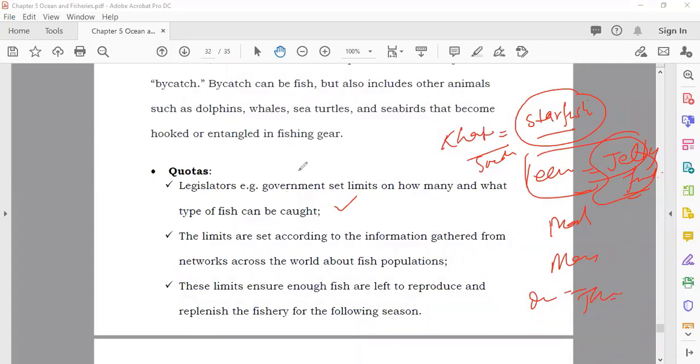So the government should introduce this method, that this fisherman can go on this day, these people on that day, and he can catch only 100 kg, or only 1000 kg. This way, they can manage the fish population. So that is known as quota. This is one of the methods for how you can manage fish.